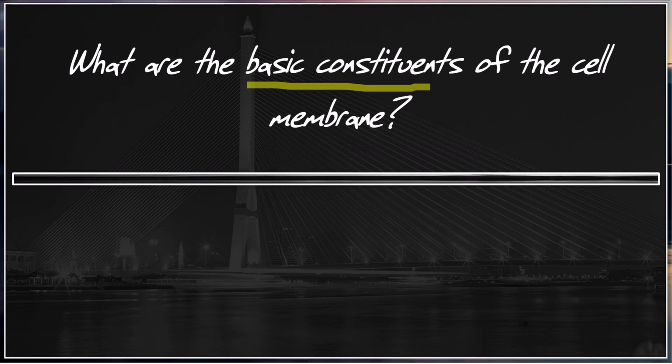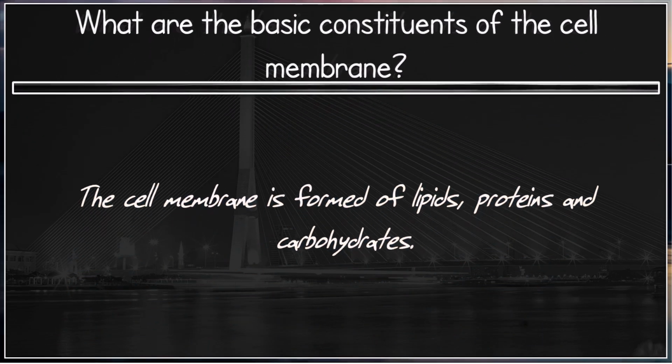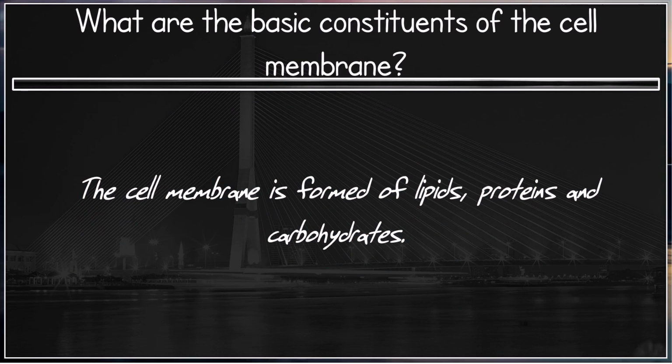What are the basic constituents of the cell membrane? The cell membrane is formed of lipids, proteins, and carbohydrates.